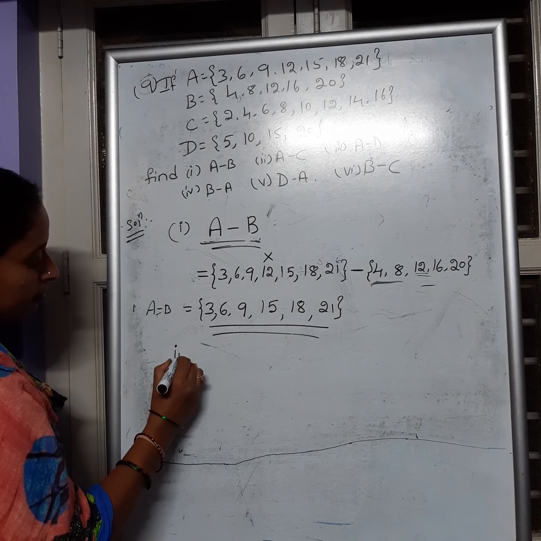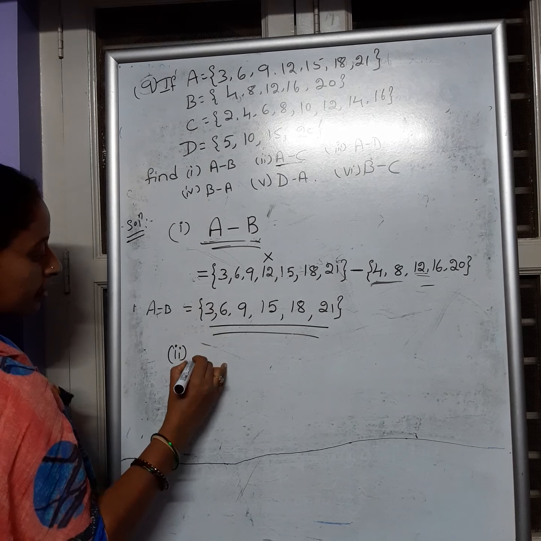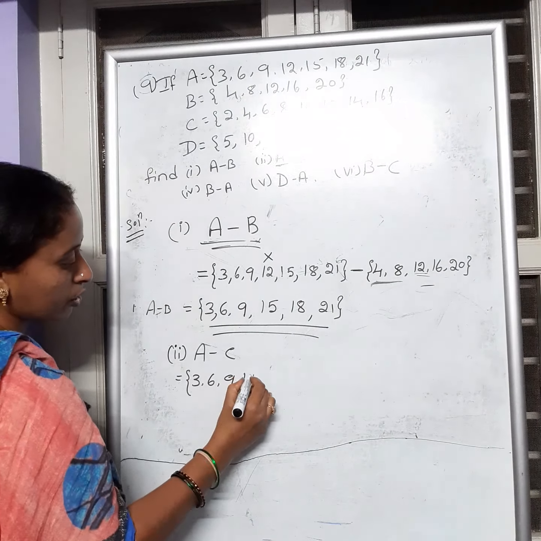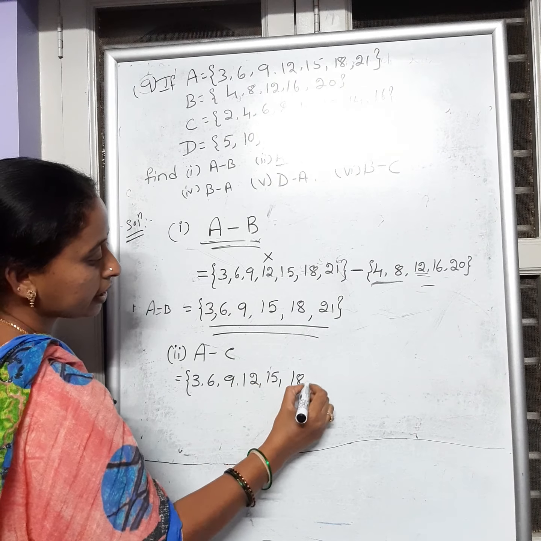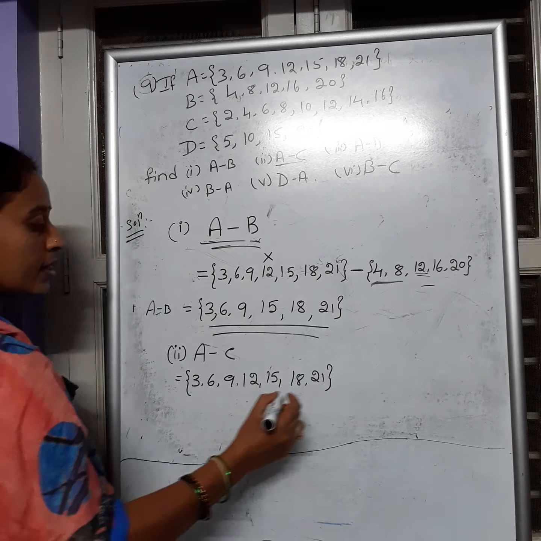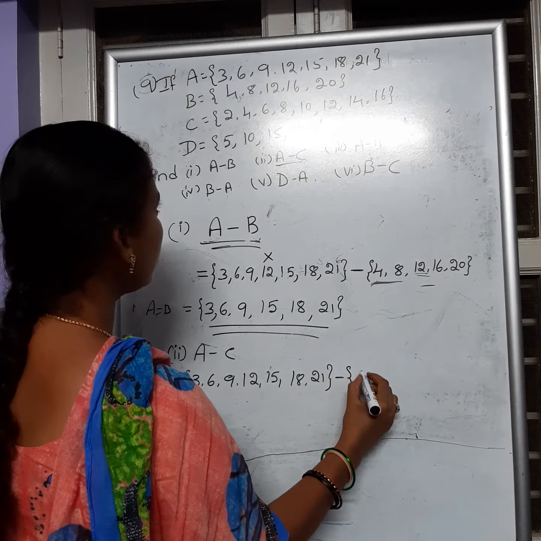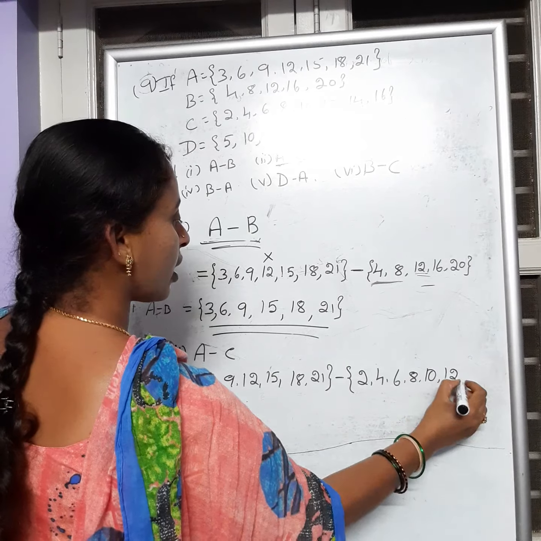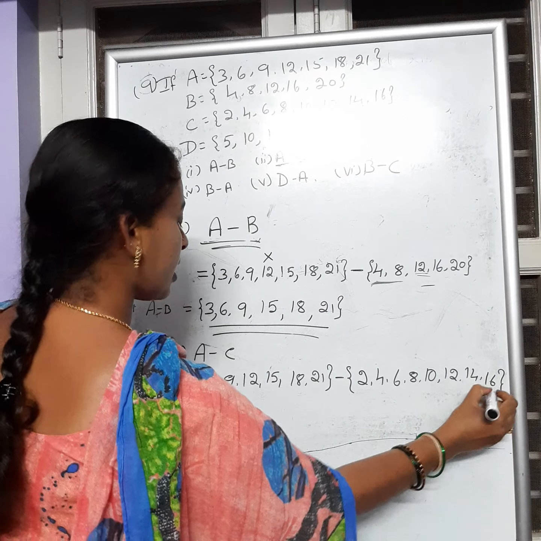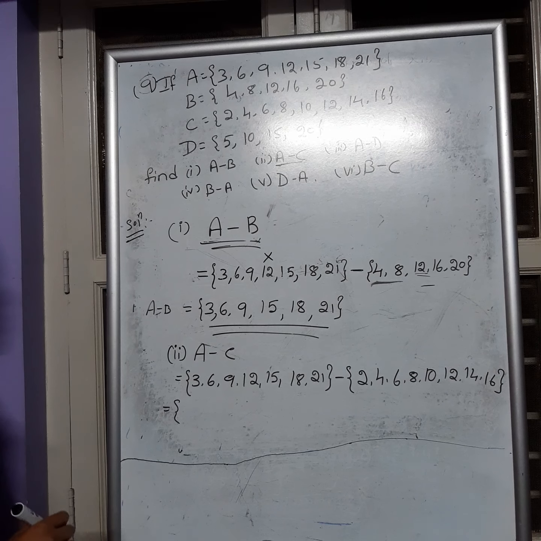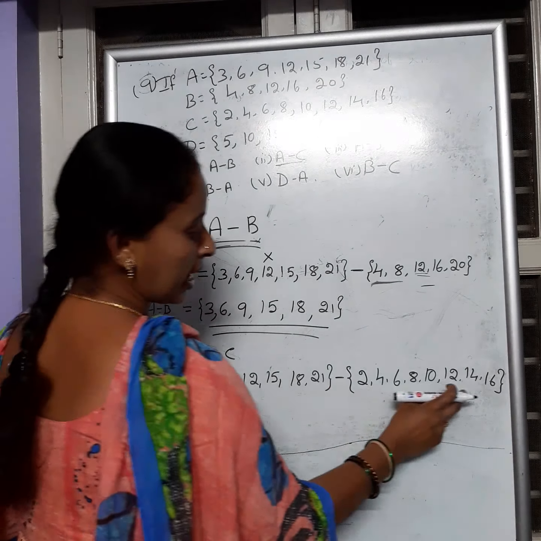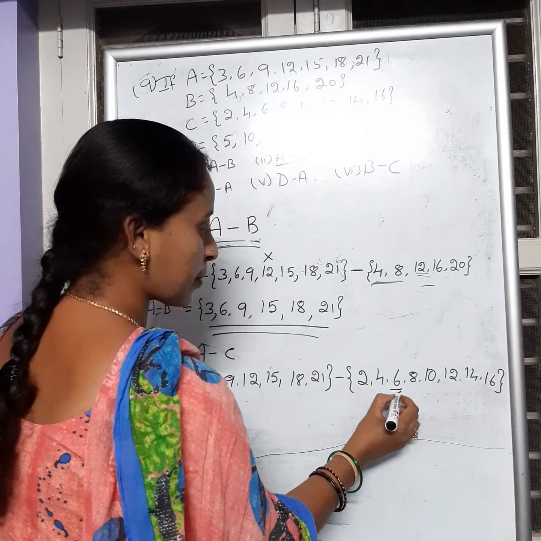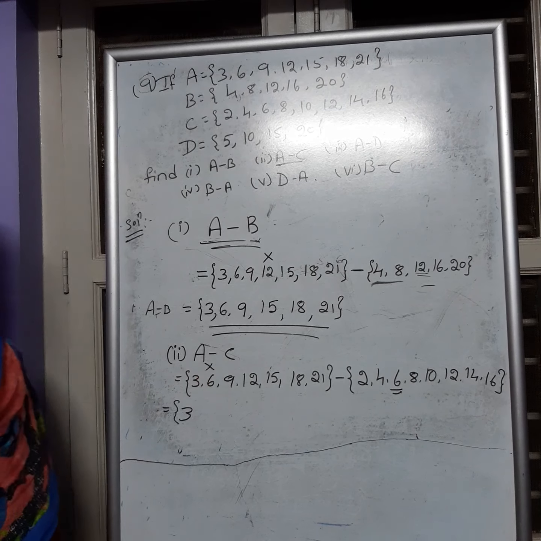Let's find out the second one. What's that? A minus C. Take set A elements 3, 6, 9, 12, 15, 18, 21 minus C elements 2, 4, 6, 8, 10, 12, 14 and 16. Now take the difference of these two sets. 3. Is 3 present in this set? No. Then take 3. 6. Yes, of course here 6 is present. Therefore we cancel the 6.